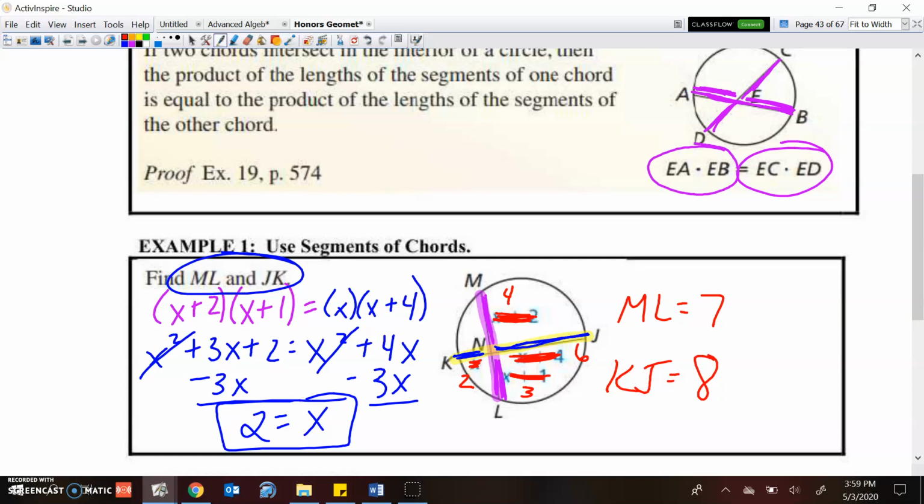Now let's revisit what we did here because there's a lot going on. To find those lengths, we used the proportion, the ratio that exists between the segment values. Even though you might look at these 2 numbers and think, wait a minute, I thought they were supposed to be equal, the lengths of the chords don't equal. It's the 2 segments of one chord multiplied together that equal the 2 segments of the other chord multiplied together.